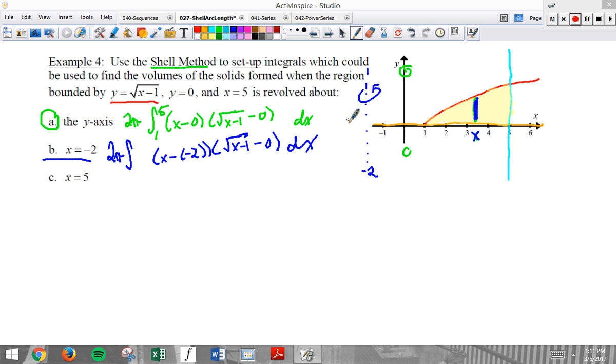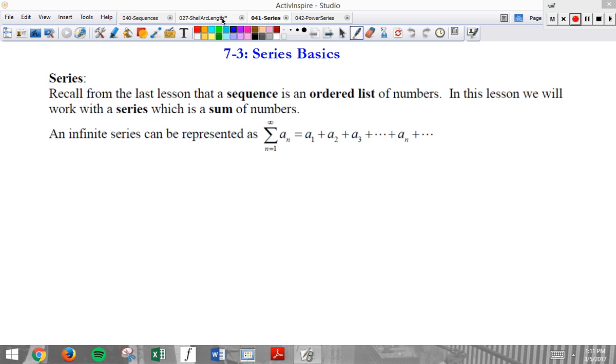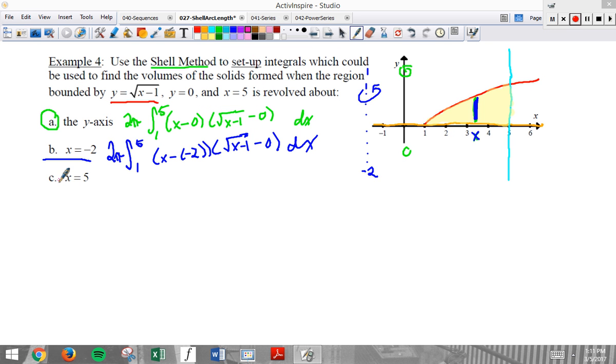And again, it will start at 1 and end at 5 when it covers all of that shaded area. X equals 5, I already drew it. Still shells. Now, where is this axis located? It's located at 5.